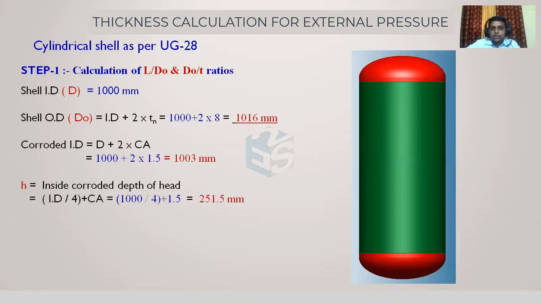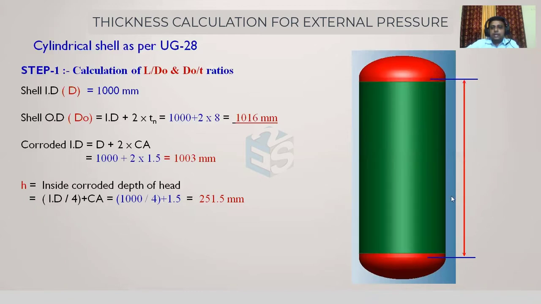So let's calculate this, which will be ID by 4 plus corrosion allowance. ID is 1000 divided by 4, it becomes 250 plus 1.5, it becomes 251.5 millimeter. You don't have to calculate the corroded diameter and divide it by 4. It will give you the wrong answer, because in that case we are considering 2 times the corrosion allowance, which is not the case. The corrosion needs to be considered only in one direction. So our value is 251.5.